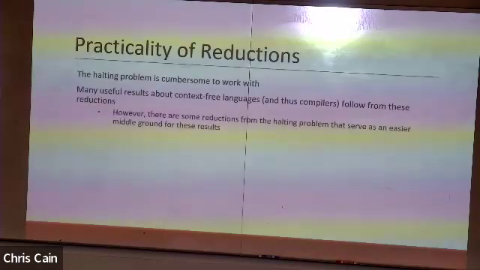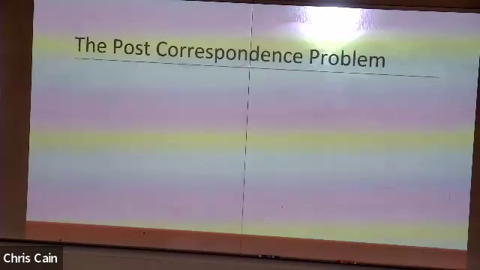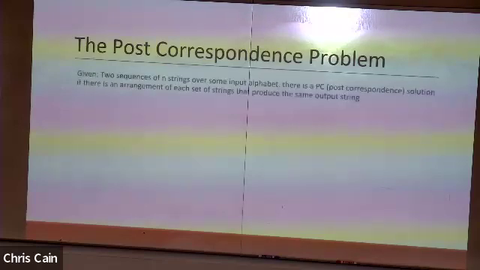We can come up with some better, easier middle ground problems, and this is called the post-correspondence problem. So as input, we're given two sequences of the same length, n strings, over some possible input alphabet. And PC for this is going to stand for post-correspondence, not politically correct. There is a post-correspondence solution if there is an arrangement of each set of strings that produce the same output string.